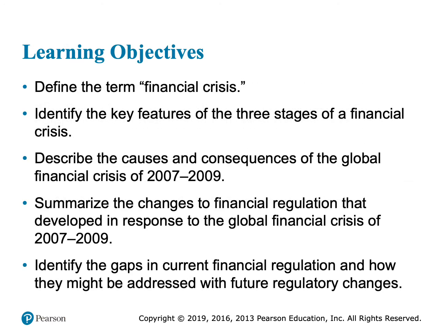So our learning objectives are: define the term financial crises, identify key features in the three stages of financial crises, describe the causes and consequences of the financial crisis of 2007 and 2009, summarize the changes in financial regulation that developed in response to this global financial crisis, and identify the gaps in current financial regulation and how they might be addressed with future regulatory changes.